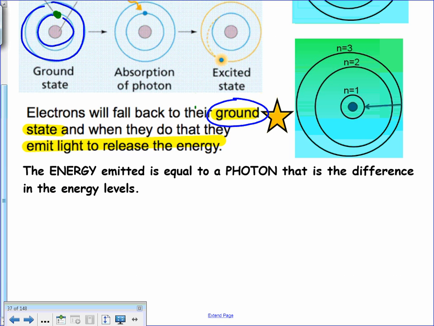So the terms excited state and ground state, you should know excited state and ground state. Ground state is closer to mom, the nucleus. Excited state is out in no man's land. And as they release light, sometimes we can actually see it. The releasing of light waves is also termed photons.